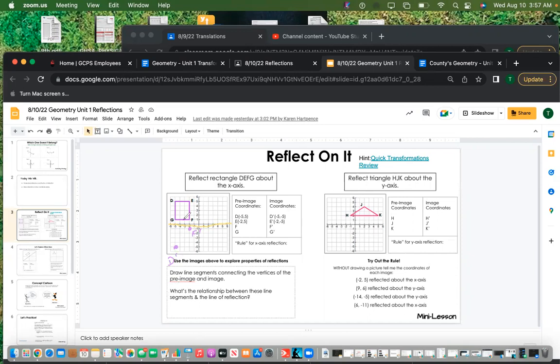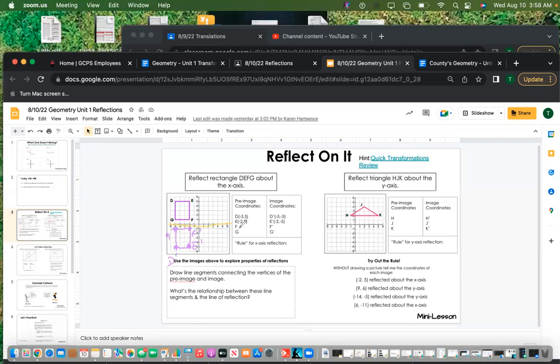E, they already did it for us as well. It's right here, -2, 5. So that's going to be right here at -2, -5. And the last one, G, is 1 unit right here away from this line. So it's going to be 1 unit away from this line. And say G prime. Now you're going to connect all of those. I'm so sorry, it's not straight. There we go.